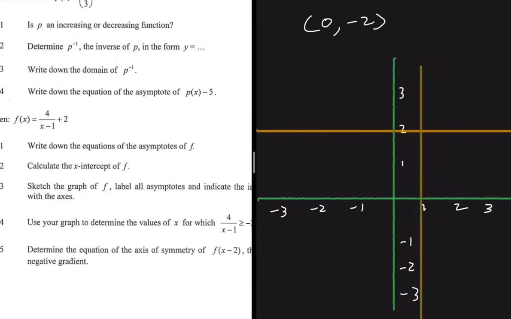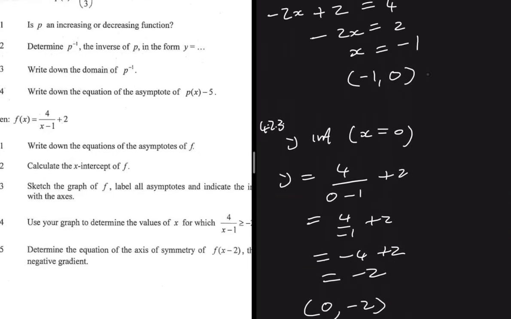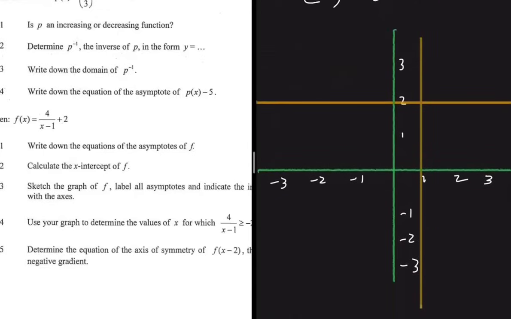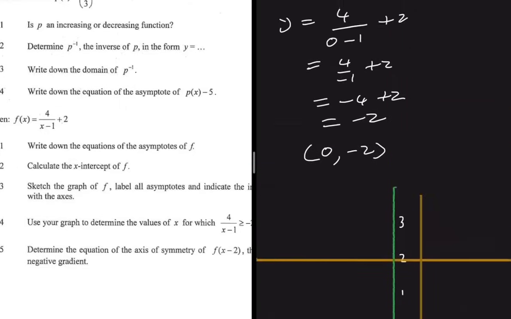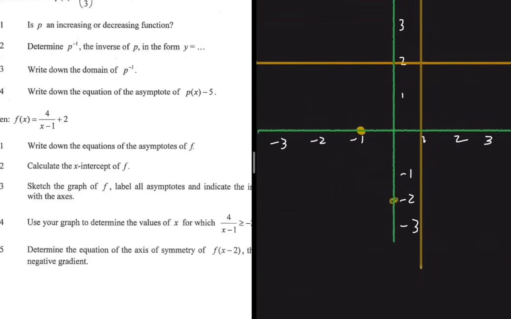Now we just need to indicate the intercepts. We have one intercept at minus 1 and 0, the x-intercept. So we're going to have a coordinate right here at minus 1 and 0. And then the other one is at 0 and minus 2. So we have another intercept here. And just like that, we're almost done. We just need to sketch our function, right?